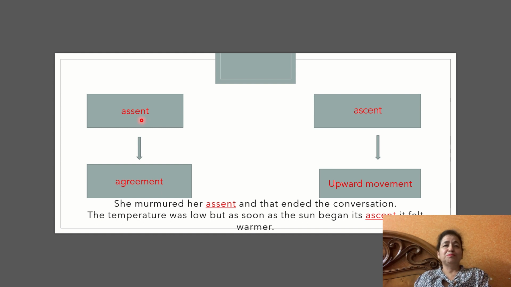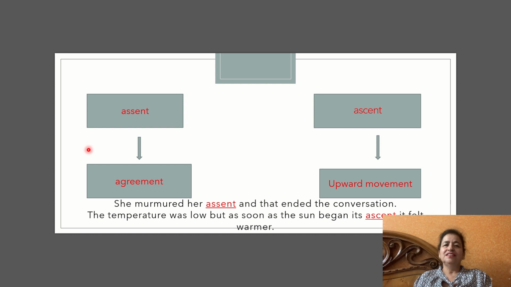Okay. The third pair of words in the list, can you guess? It is assent and ascent, right? It's there in front of you. There's a difference between these two words. They are homonyms, right? Pronunciation is absolutely the same, but there is a difference in the meaning, and one is a verb and the other is a noun.